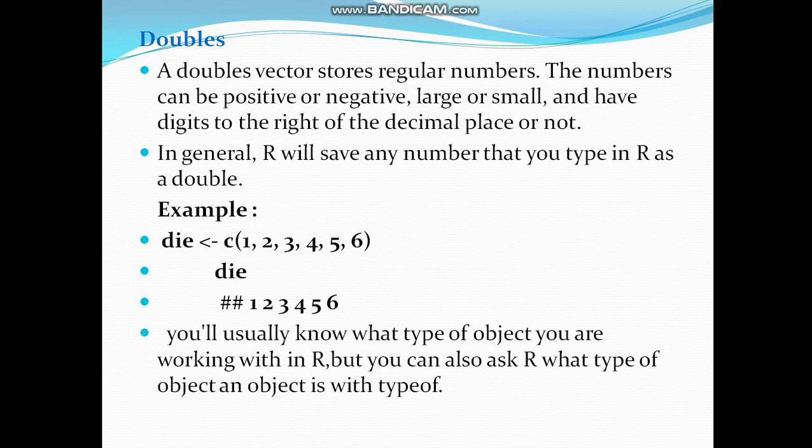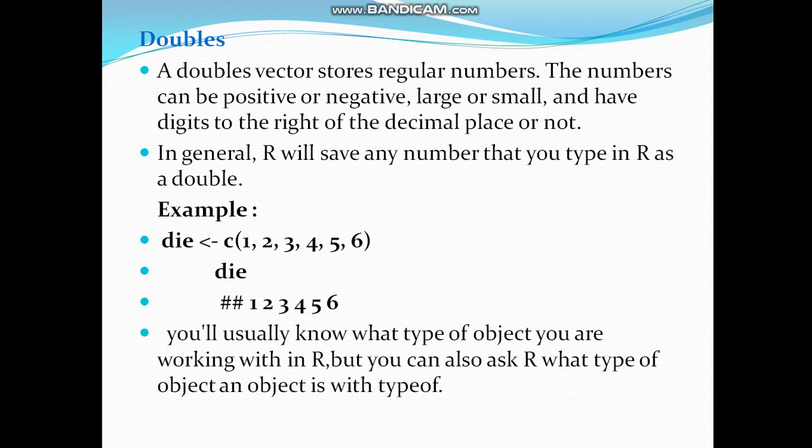Doubles. A doubles vector stores regular numbers. The numbers can be positive or negative, large or small, and have digits to the right of the decimal place or not. So all the number systems come under doubles. In general, R will save any number that you type in R as a double. Example, die refers to the values 1, 2, 3, 4, 5, 6. So we will print the die. We get the answer 1 2 3 4 5 6.